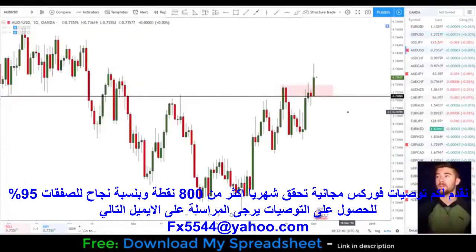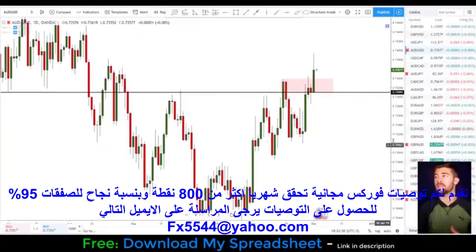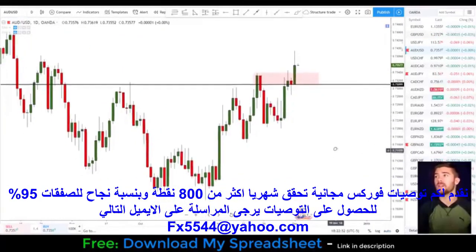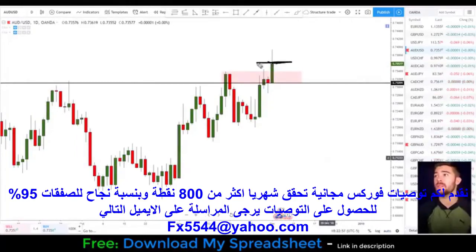Now, another pair that we were taking a look at that has done something interesting is the Aussie dollar. On the Aussie dollar, we were saying earlier in the week that we wanted to see a close above this previous level of resistance. That's exactly what we got. We'll go down to a smaller time frame to show you guys what we're waiting on now.